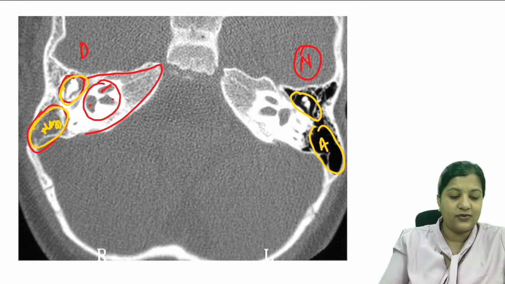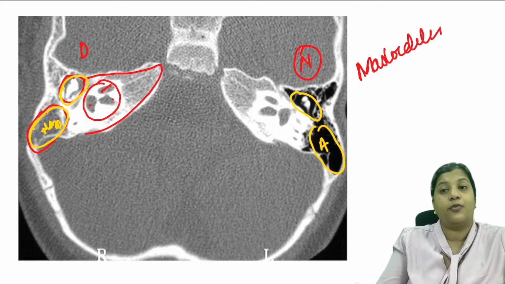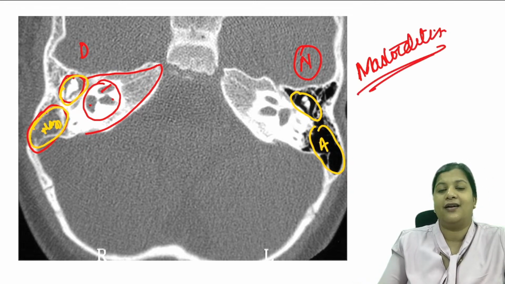So what would your diagnosis be? Yes, the answer here is going to be mastoiditis. Acute or chronic depends upon the patient's history. From there, you will take the diagnosis.